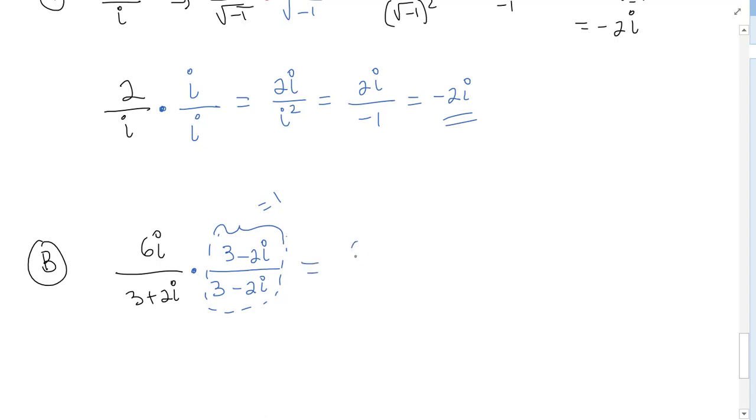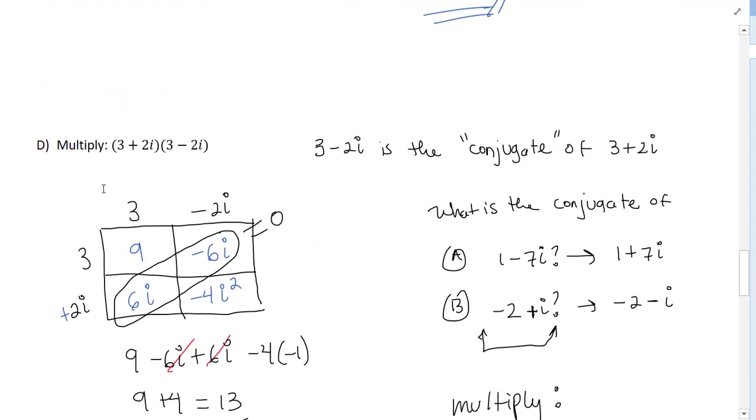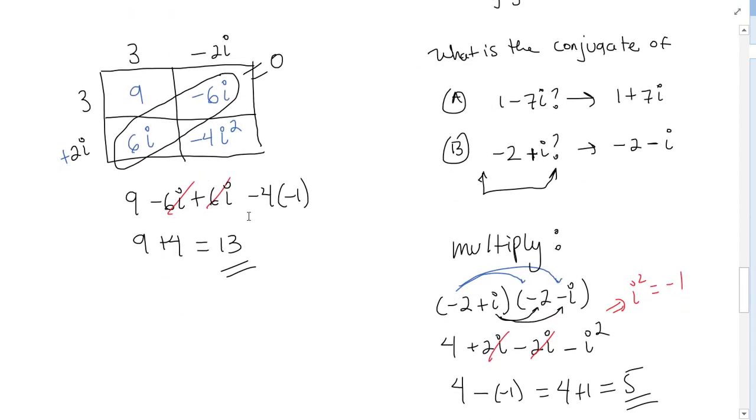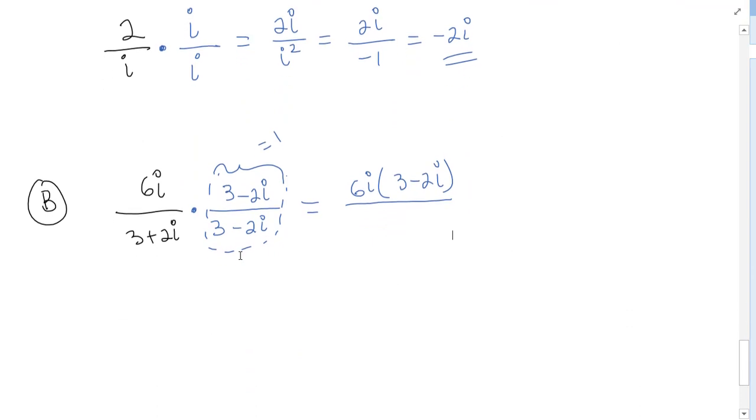So I'm going to have 6i times (3 - 2i) on the top, and on the bottom, these are conjugates, which hopefully look familiar. 3 + 2i and 3 - 2i were the ones that we did up here, so we don't have to redo this work. We got a value of 13 when we did it above. So I know from previous work that this is going to be 13.